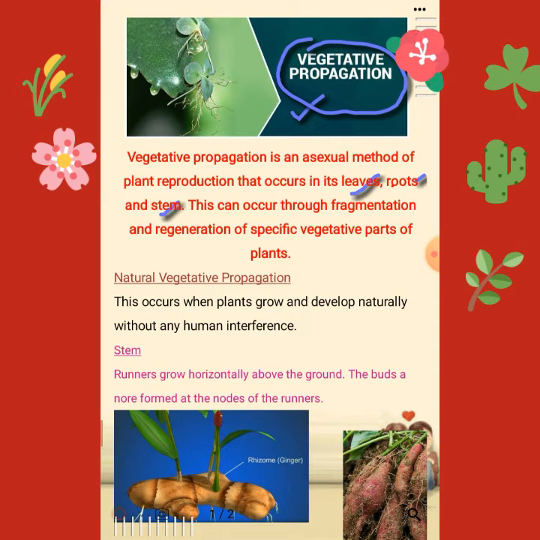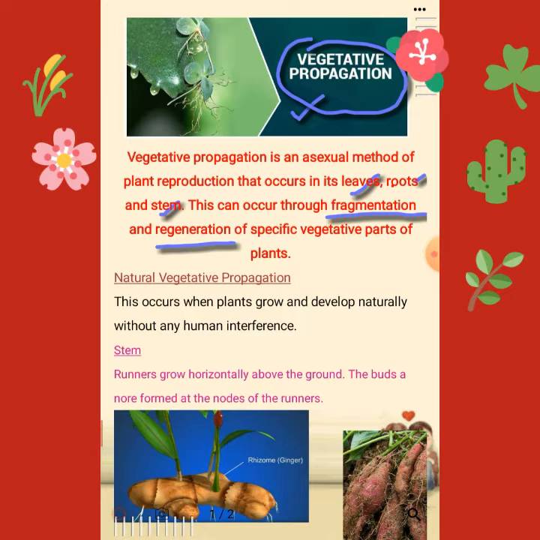Suppose any plant is having the capability to reproduce with the help of some of the vegetative parts like leaf, root and stem, that can be considered as vegetative propagation, and we see this in case of plants. So how do they propagate? Through the fragmentation process or else through the regeneration process they can propagate.